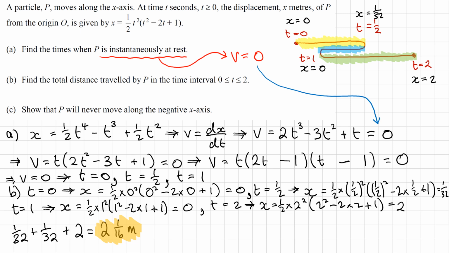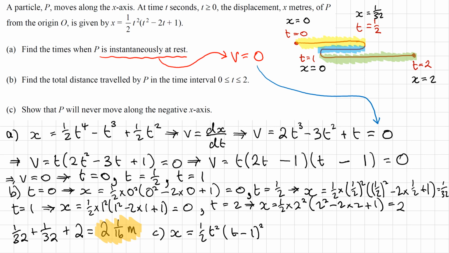And lastly, part C, show that P will never move along the negative x-axis. So we basically need to show that this can never be negative. Now let's factorize it, because often factorizing can help us see what's going on, or maybe completing the square. Now in the brackets here, I've got t squared minus 2t plus 1. That actually factorizes to t minus 1 all squared.